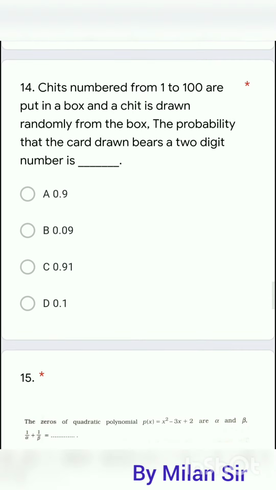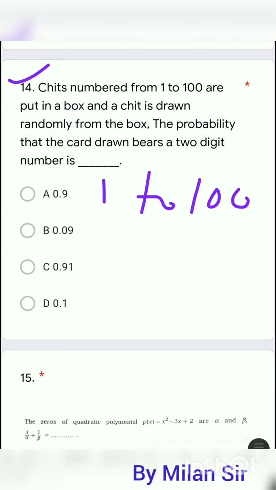Okay, after that, question number 14. Chits numbered from 1 to 100 are put in a box, and a chit is drawn randomly from the box. The probability that the card drawn bears a two-digit number. Okay, here chits are numbered from 1 to 100, and we need to find the probability for a two-digit number.